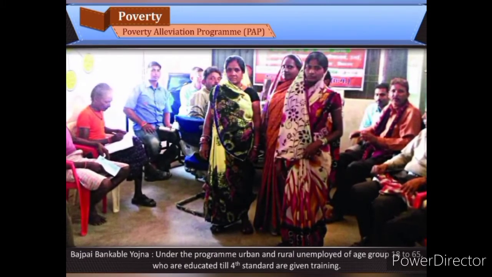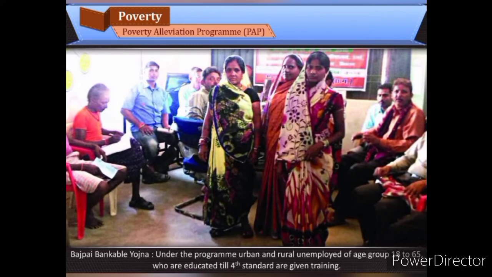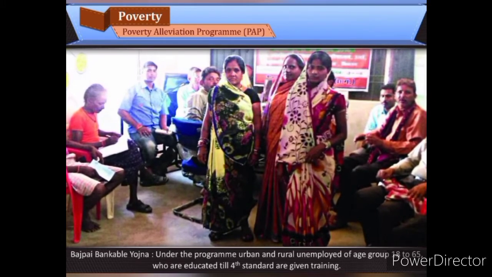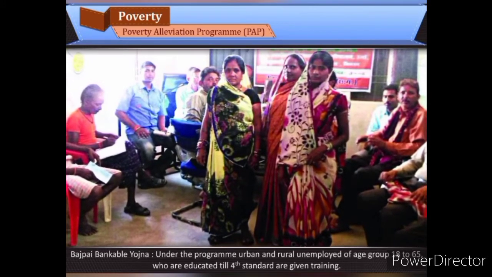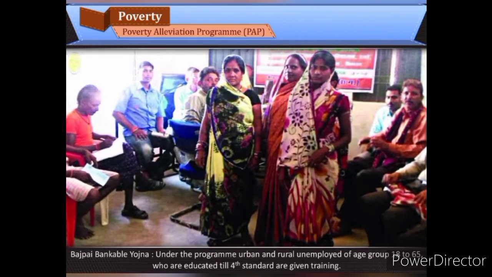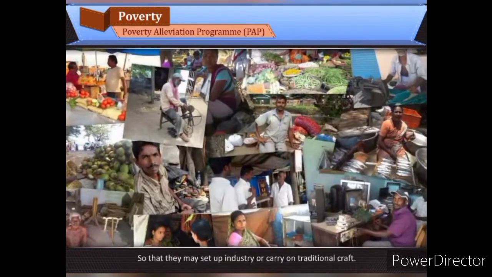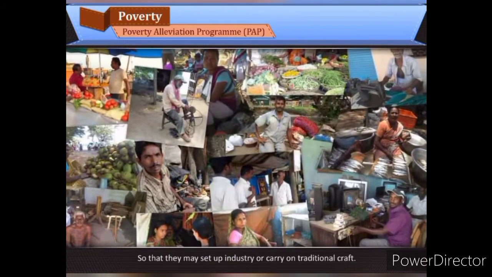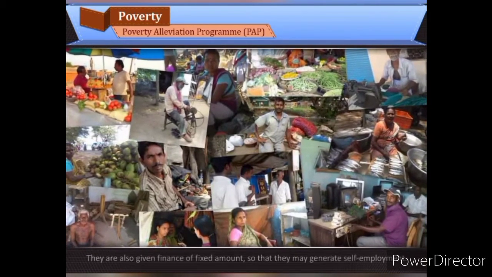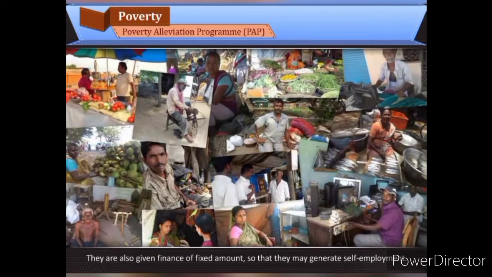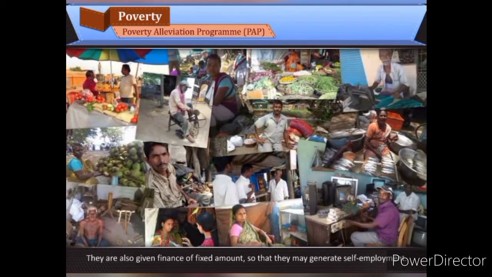Bajpayee Bankable Yojana. Under the program, urban and rural unemployed of age group 18 to 65 who are educated till 4th standard are given training so that they may set up industry or carry on traditional craft. They are also given finance of a fixed amount so that they may generate self-employment.